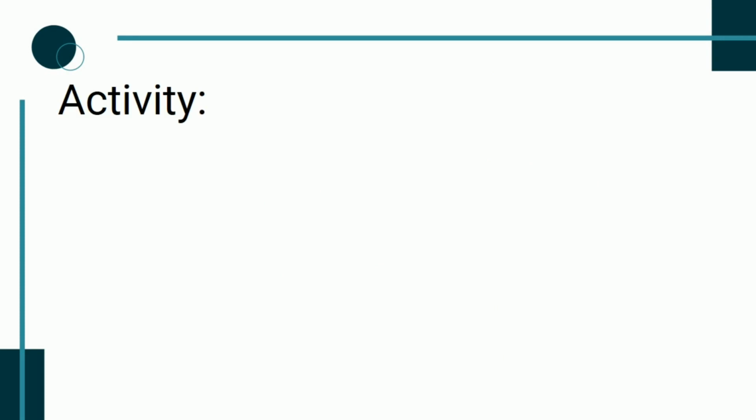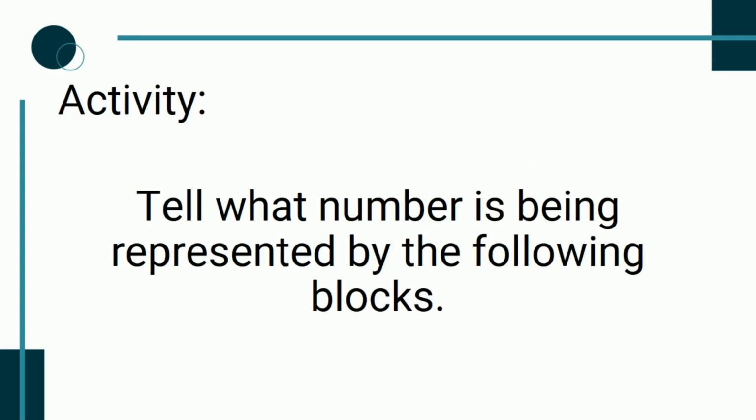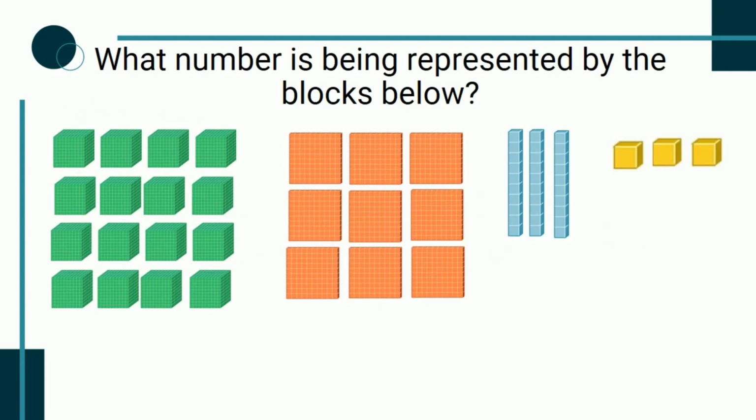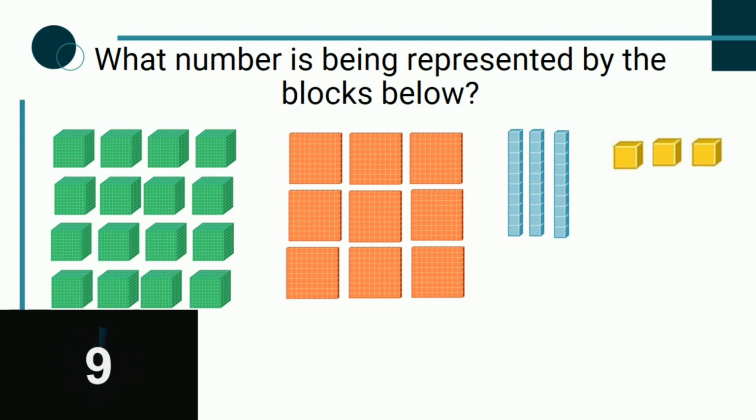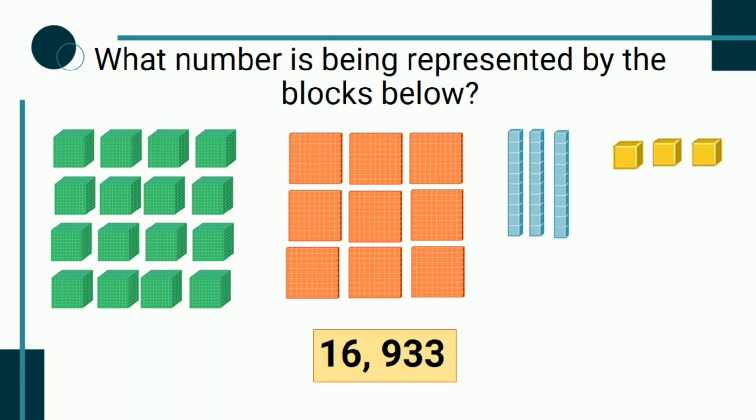Okay, let's have an activity. I'll give you 10 seconds in each question and tell what number is being represented by the following blocks. What number is being represented by the blocks below? Timer starts now. The answer is 16,933.